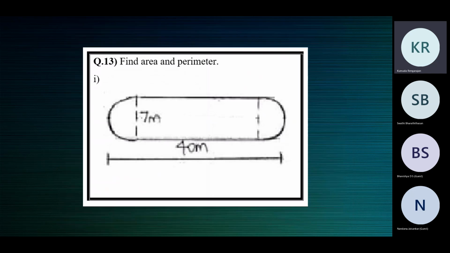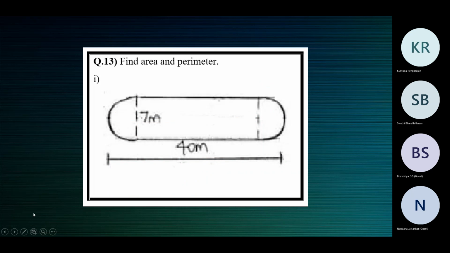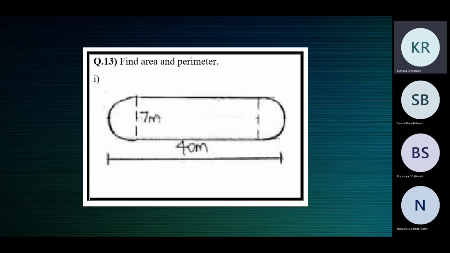Now you know how to find the area. Who can tell me how do you find the area of the figure? The area of the rectangle plus the area of the two semicircles. Correct. Area of the rectangle plus the area of the two semicircles.